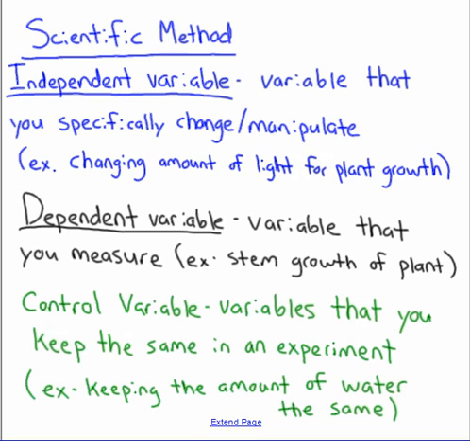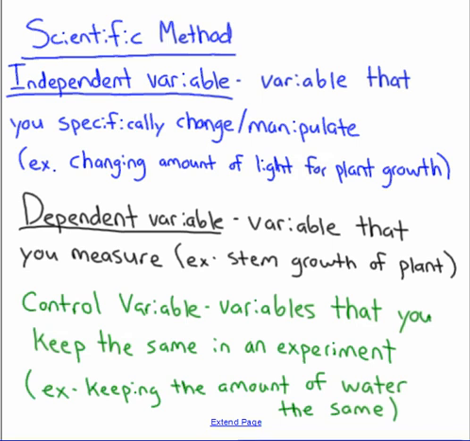Your independent variable is going to be the thing that you specifically change or manipulate in an experiment. So if I give my example of plant growth, my independent variable is going to be the changing amount of light, because that is something that I am specifically changing as an experimenter.